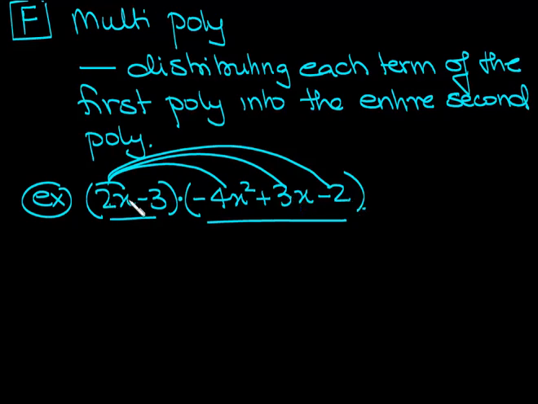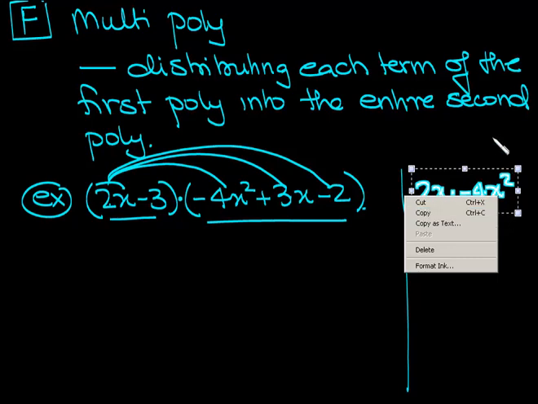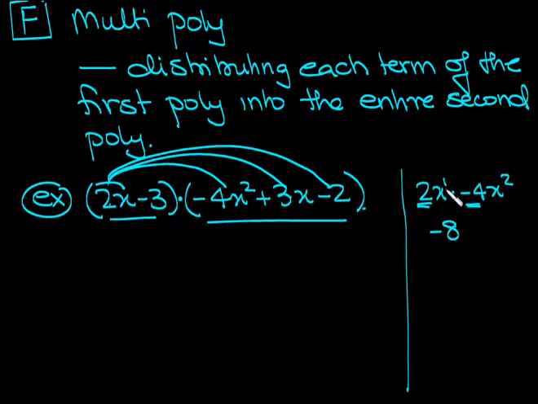So let's do that. So let's just show you what's happening on the side here. 2x times, so I'm going to take 2x and multiply it by negative 4x squared. If you remember when we did the section on exponential numbers, that's what we're doing really. Let's take care of the 2 and the negative 4, so we get negative 8. Then you have x multiplied by x squared. Anytime you multiply two exponential numbers with the same base, you add the exponents, so we get x cubed.